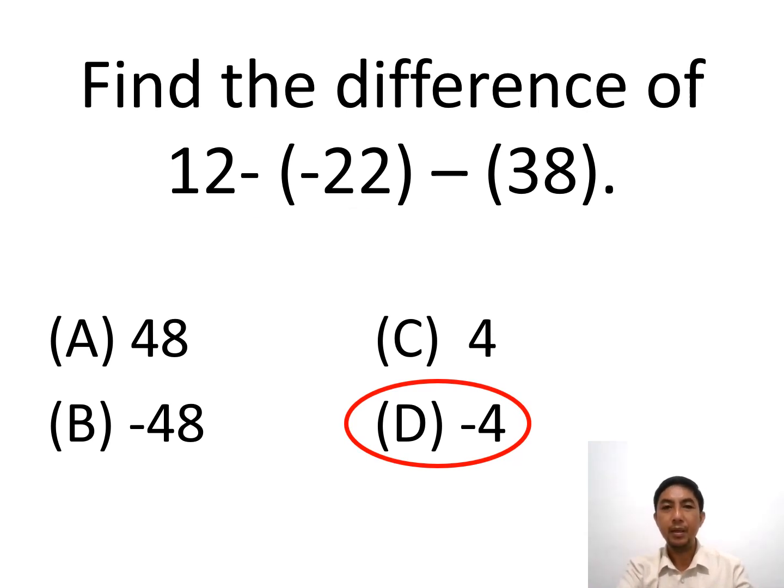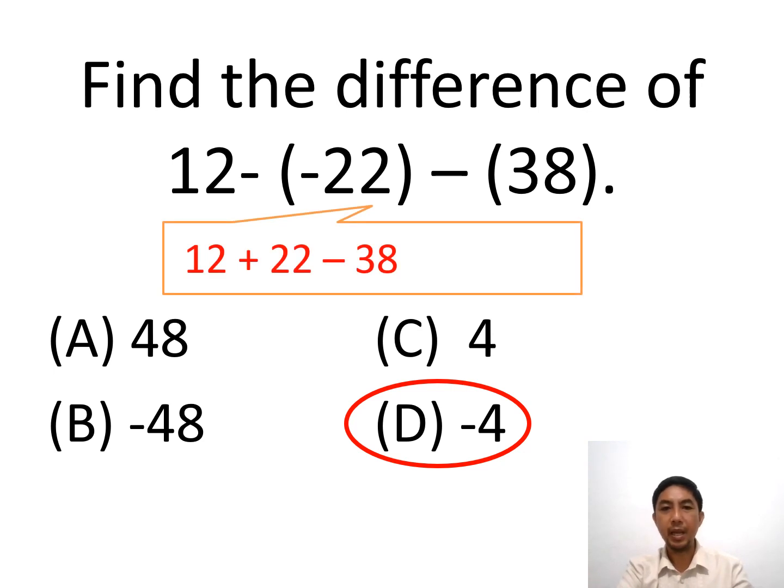So in this case, we are going to change the sign of the number being subtracted here. So from negative 22, it became positive 22. So we're given 12 plus 22 minus 38. And then 12 plus 22 is 34. And then minus 38. And if you notice, 38 is larger than 34 and they have different signs. So we are going to subtract. So we are given 4. But 38 is larger than 34, so it should be negative 4.